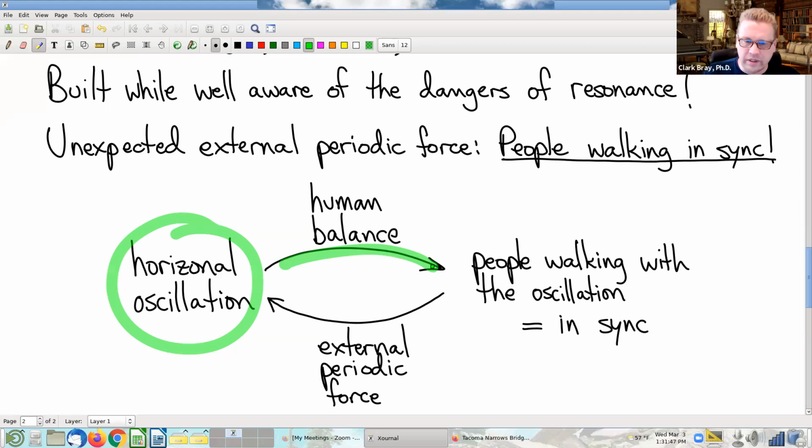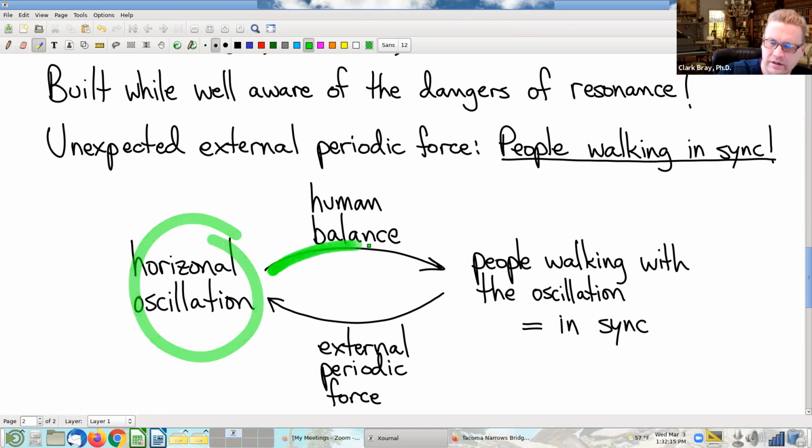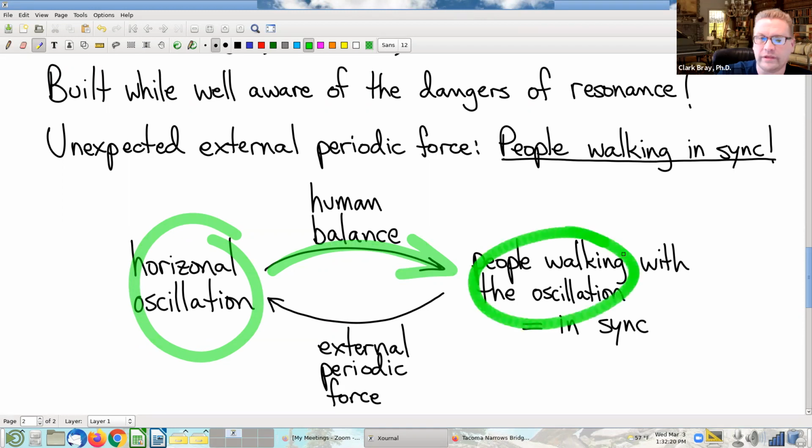Okay, so wide stance, and then furthermore, you take your own steps kind of in sync with the oscillation, because it's just easier to keep track of what you're doing, right? If it's oscillating like this, then maybe you step to your left when it goes to your left, and you step to your right when it goes to your right, and then you've got a little rhythm going, and it's easier to keep your balance. So with the horizontal oscillation, out of a desire to not fall over, people walk with the oscillation.